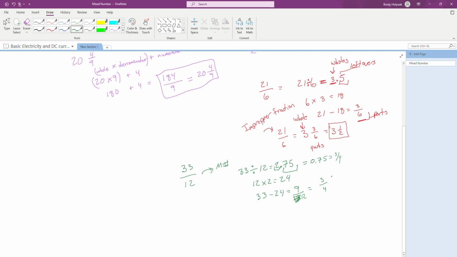Just a quick, easy fraction. So here's my parts. Here's my whole. This one's also my parts. So I'm going to end up with 33 over 12 is the same as 2 and 3/4. And then I can go back and forth as needed between mixed numbers and improper fractions.